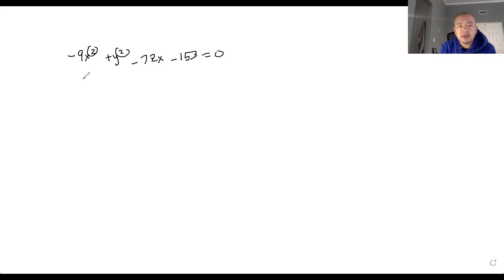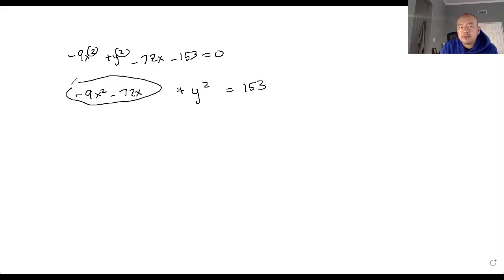Okay, so here we have negative 9x squared minus 72x, because again, we're trying to put them together, plus y, and I want to keep spaces because I'm going to complete the square, plus y squared is equal to, and I'm going to add the 153 to the other side. Then I'm going to focus on this portion first and complete the square here. You can't complete the square on the y term because there's no other y term. There's only an x term here. There's no other y to the single power term here. So this will just stay by itself.